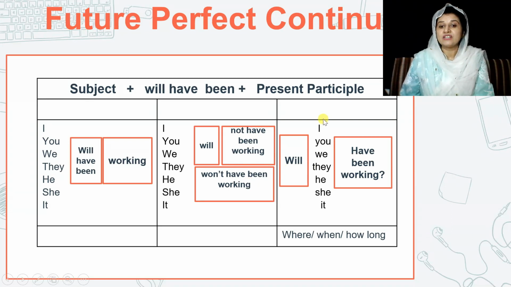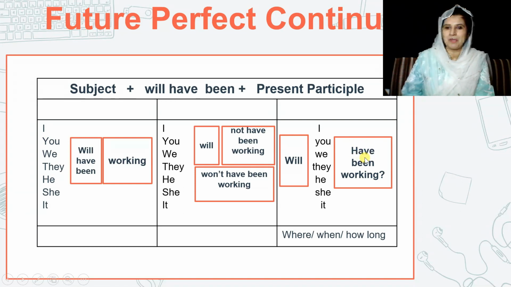So in order to make the interrogative sentences, you add will in the start and then subject, and after that have been and then present participle. So how will you write it? Will I have been working? Will they have been working? Will you have been working? And you need to be clear that here H should be small. H with have is just a typo, and you need to be clear about it.